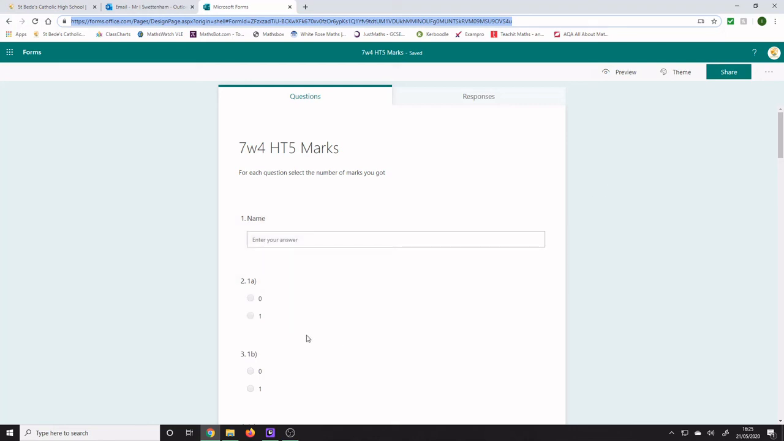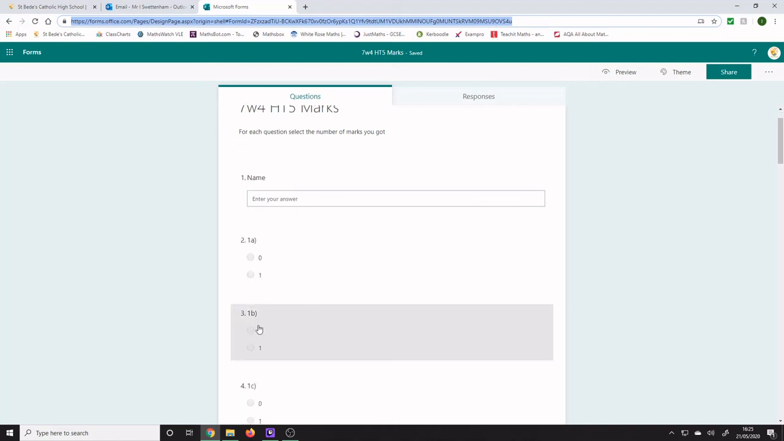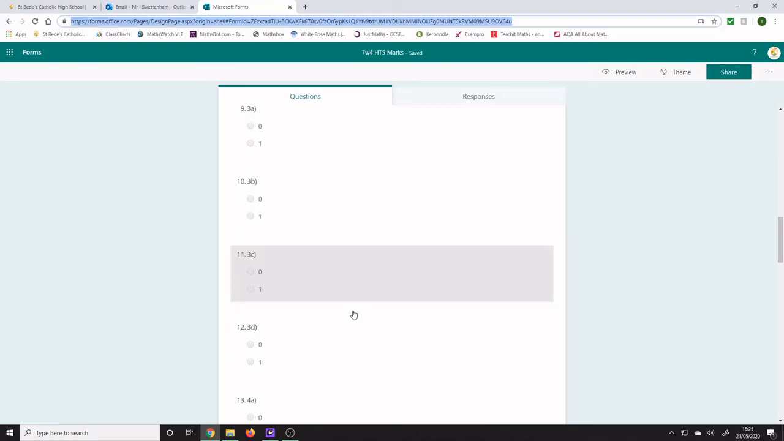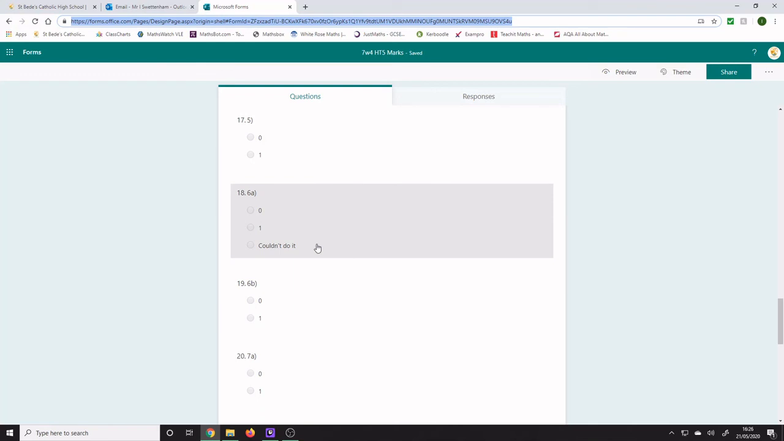And then for all the other questions, so question 1A, you either got 0 marks or 1 mark, so you just click whichever it was. For 1B again, you either got 0 or 1, so just click that. On some of them, like this one, you could have maybe got 2 marks, so again, just click 0, 1 or 2. And then on question 6A, which was the one maybe that you couldn't have done because of the protractor, maybe you weren't able to print the paper, or you didn't have a protractor at home. So in that case, you're either going to say you got 0 marks, 1 mark, or you couldn't do it.